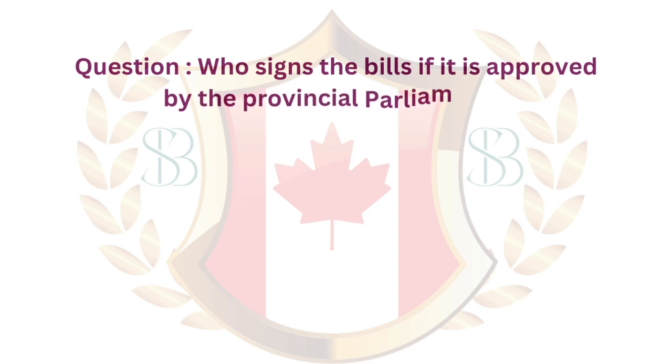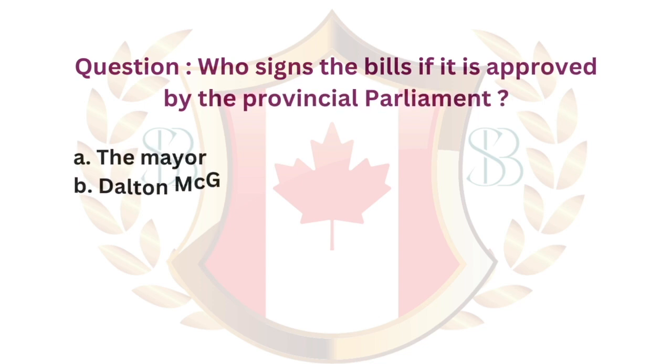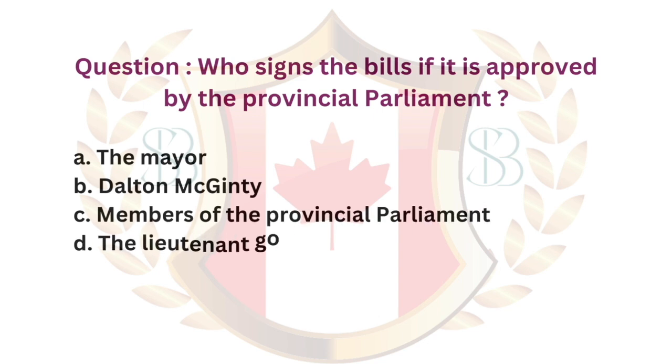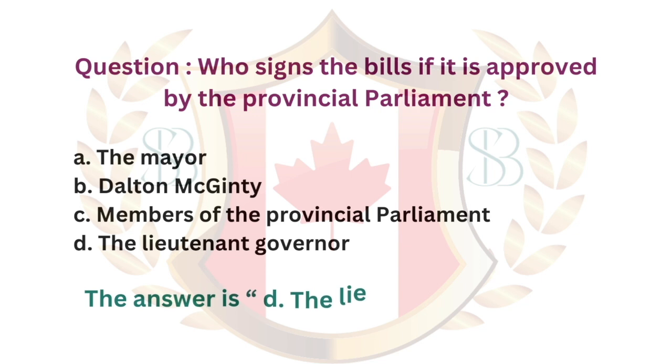Question. Who signs the bills if they are approved by the provincial parliament? A. The mayor. B. Dalton McGuinty. C. Members of the provincial parliament. D. The lieutenant governor. The answer is D. The lieutenant governor.